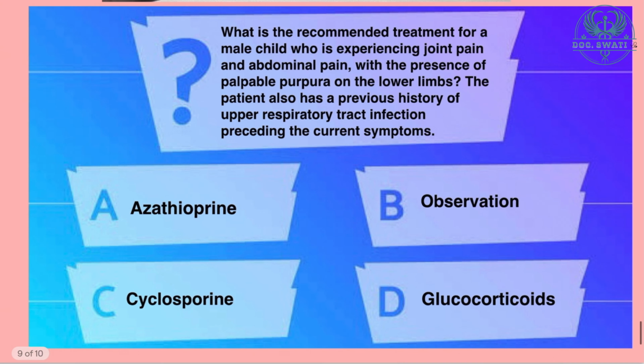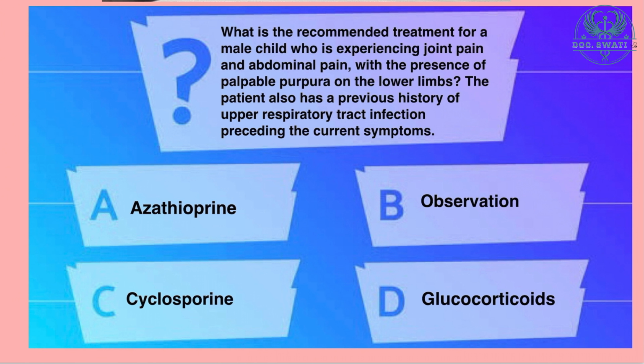Now let's end this conversation with the last question for today. So the question is, what is the recommended treatment for a male child who is experiencing joint pain and abdominal pain with the presence of palpable purpura on the lower limbs? The patient also has a previous history of upper respiratory tract infection preceding the current symptoms.